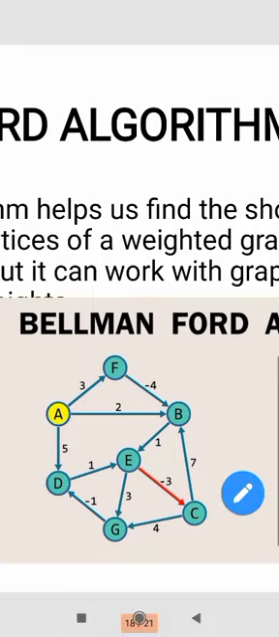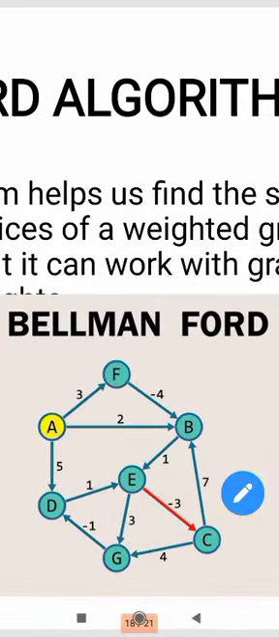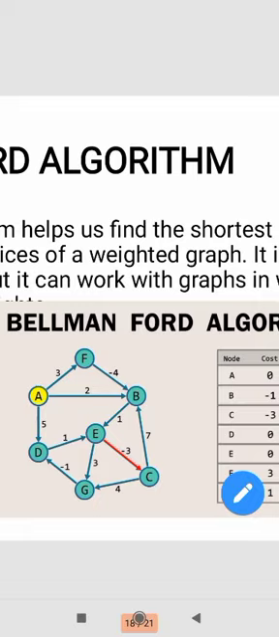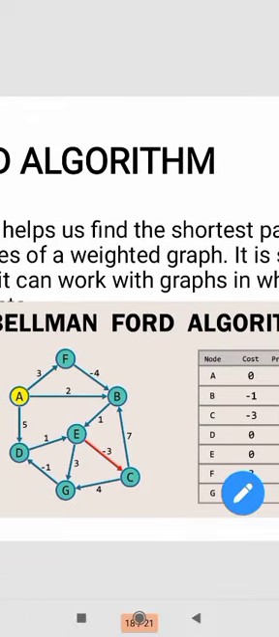So consider a graph: A, B, C, D, E, F, G. This is a weighted graph because it has arrows. The circle represents a vertex or node, and the line joining two vertices is called an edge. Every edge has a value, so it is considered a weighted graph. A is the source node, so it is colored in yellow. Consider A as the source node. Put all remaining vertices as infinity first.